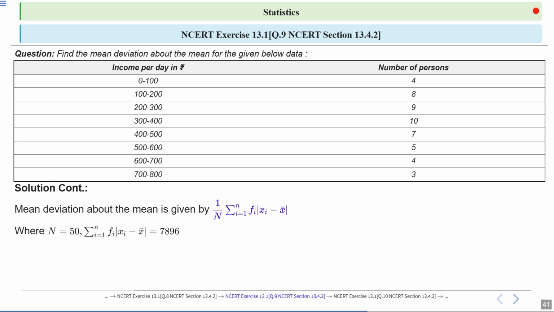So, in this question, here we have already calculated that n, the total number of persons, is 50, and sum of all fi times absolute value of xi minus x bar comes out to 7,896.